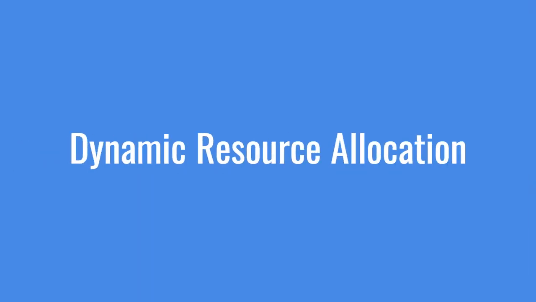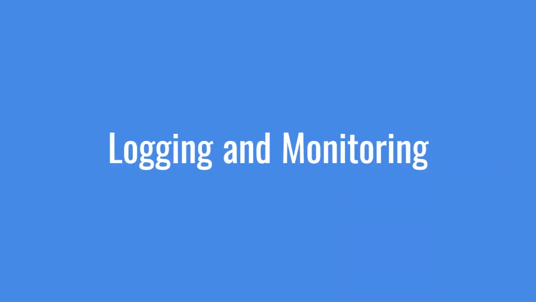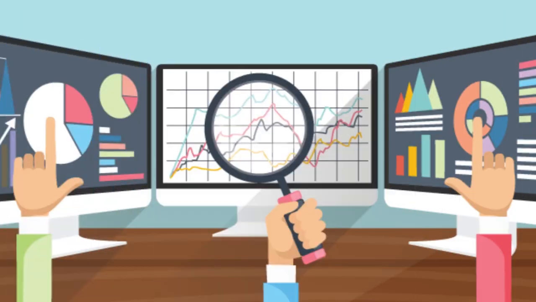Then dynamic resource allocation means cloud native applications take advantage of dynamic allocation of resources in the cloud. This includes elastic scaling of compute resources, storage, and other services based on demand, optimizing cost and performance as well. Logging and monitoring: robust logging and monitoring are integral to cloud native applications. Tools like Prometheus, Grafana, and ELK stack help track application performance, detect issues, and provide insights into system behavior as well.